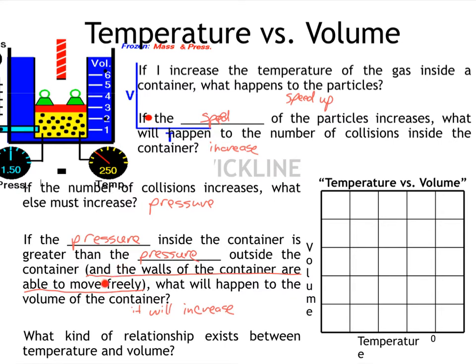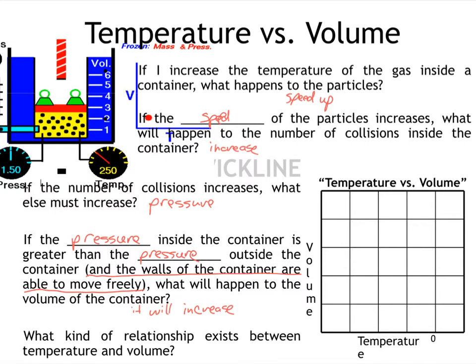If the walls are flexible, the container's size will just change. It'll expand or contract based on pressure differences. So if the pressure inside is larger, the wall will expand outwards, which is like a controlled version of explosion. So I said that the volume of the container will increase. So this also reveals the relationship between temperature and volume.